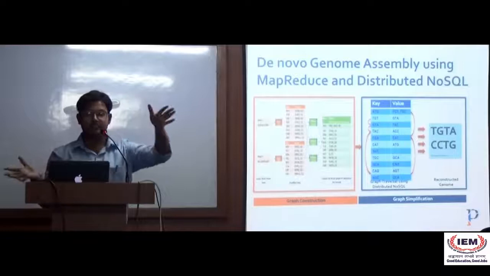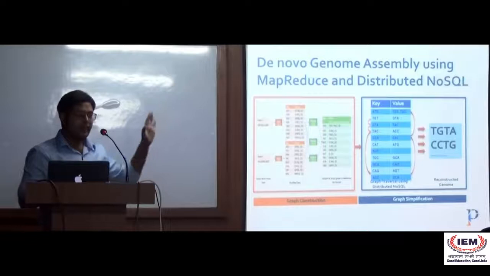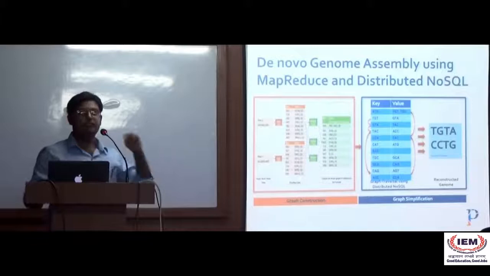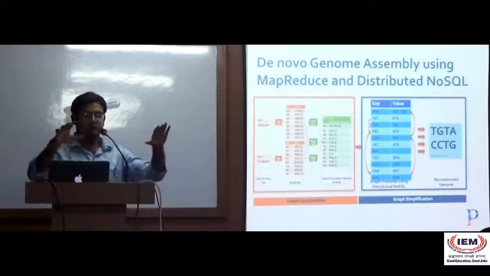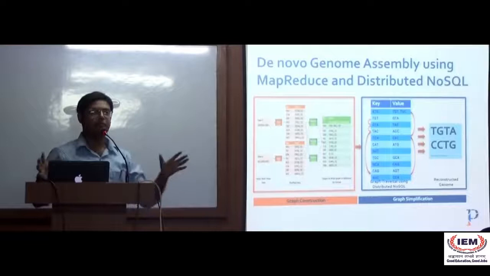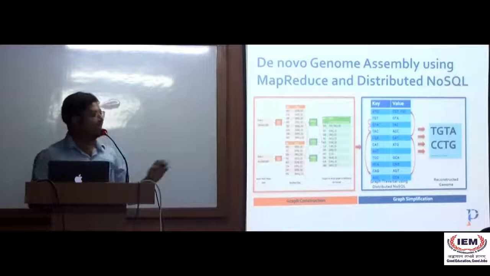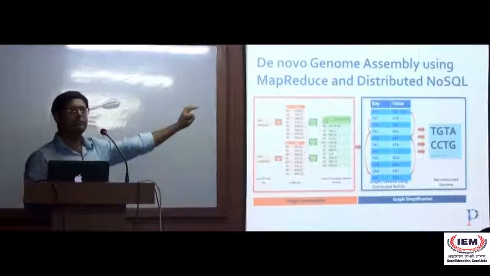After that, we got the graph in an adjacency list format, which we have written in HDFS, the Hadoop distributed file system, which comes with Hadoop to distribute the data without knowing any complexity of the distributed file system. You just need to follow the Linux command. Then after that, as I have told, I have used distributed NoSQL to analyze the graph.